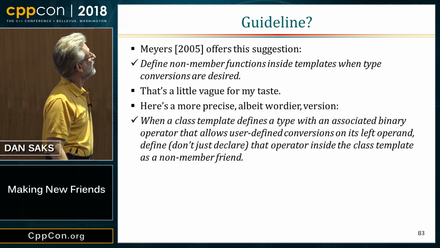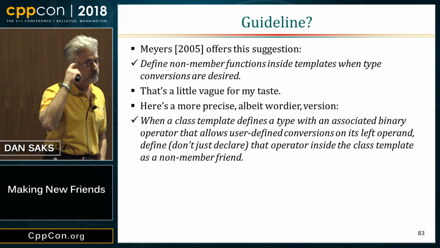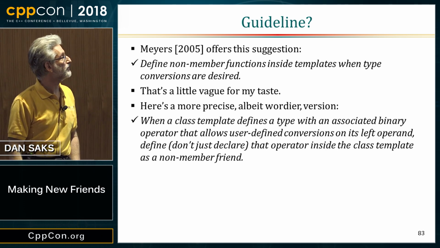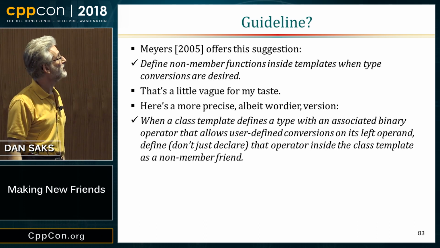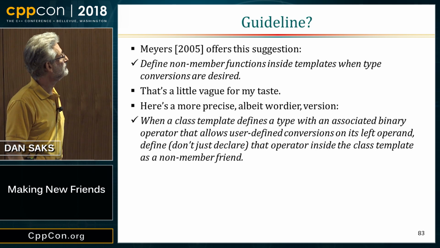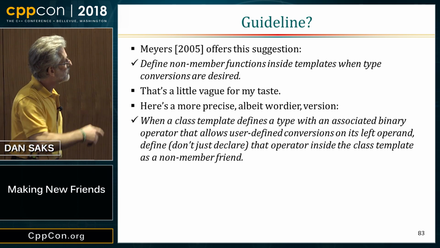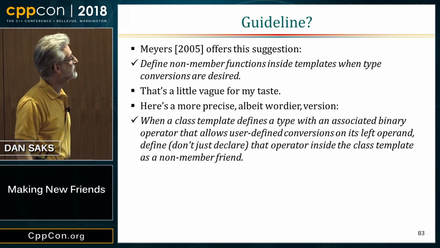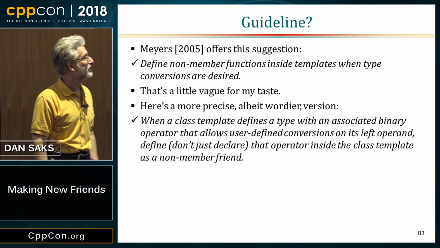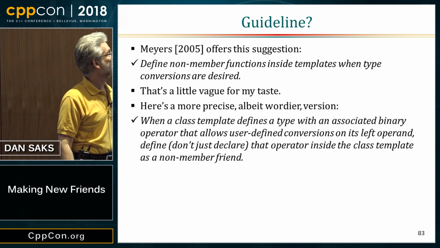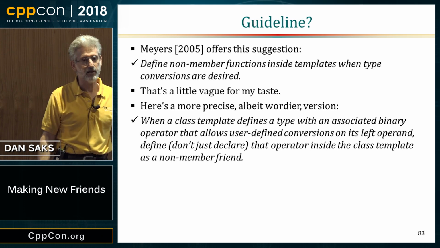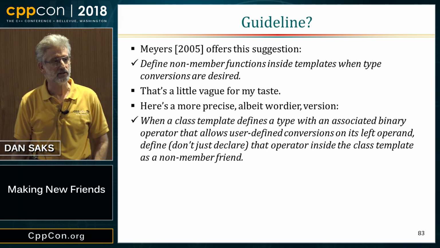Okay, so anyway, Scott Meyers actually has a little bit of advice in his book. He says define non-member functions inside templates when type conversions are desired. I think that's a little bit too vague for my taste. I prefer a wordier but more precise statement: when a class template defines a type with an associated binary operator that allows user-defined conversions on its left operand, then you should define, not just declare, that operator inside the class template as a non-member friend. That's really the specific use case.